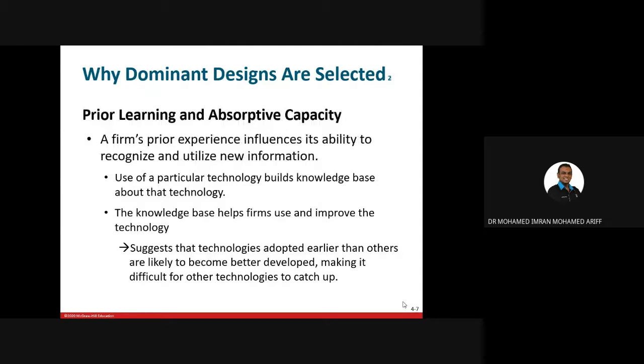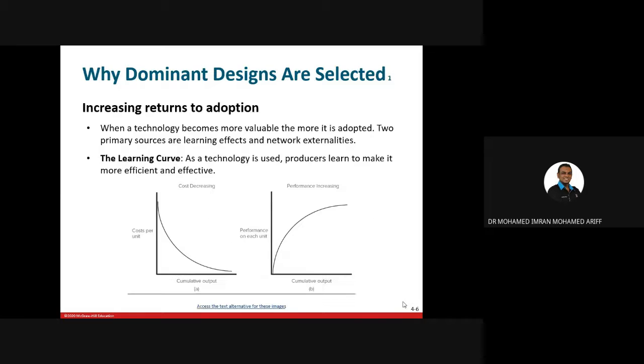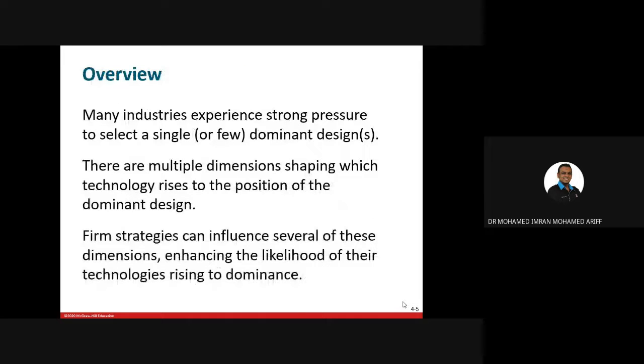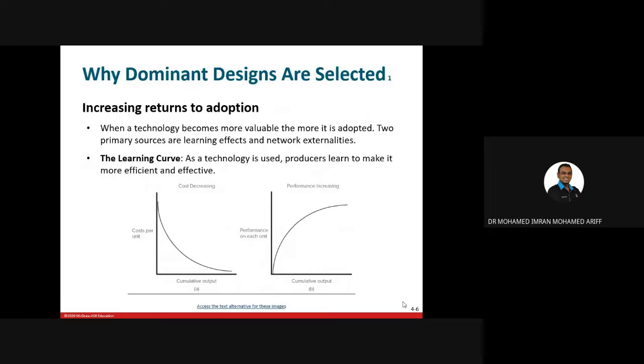Okay, alright, so why dominant design I selected? What is dominant design? So dominant design is actually, okay, you are looking at a specific type of design, a specific type of innovation, which is dominant, which can control the market. Okay, so when technology becomes more valuable, the more it is being adopted. Two primary sources are learning effects and network externality. Okay, that means as technology is being used every day, all right, so there are two things that you need to look at.